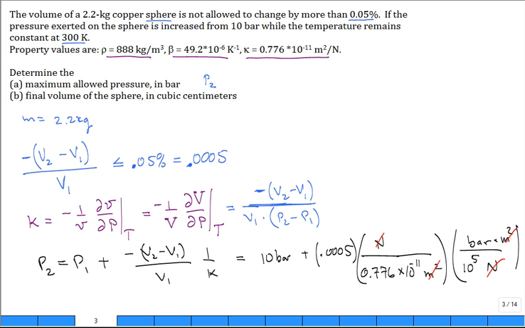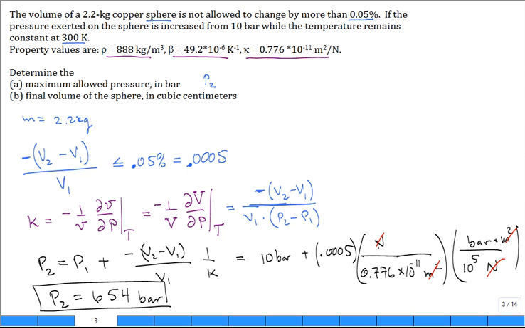And so what we find is that P2 is equal to 654 bar. If the final pressure is greater than that, then there will be more than 0.05% volume change. If it's less, it'll be less than that volume change.